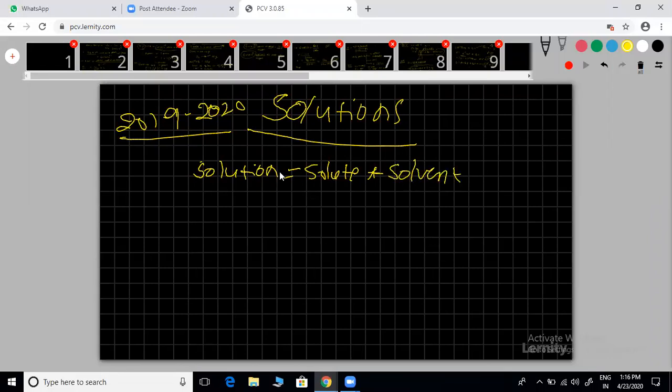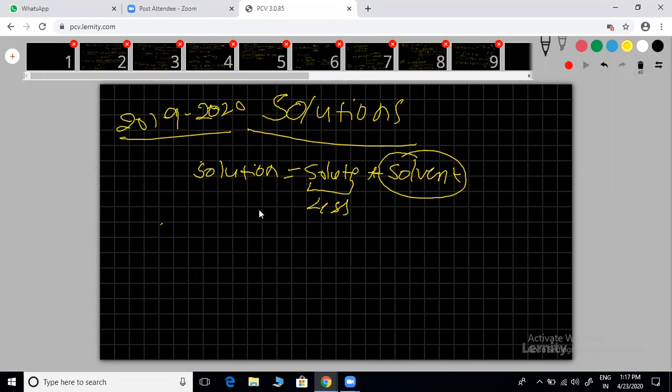So we are going to discuss concentration methods. Solution means solute plus solvent. The excess amount is the solvent, and the lesser amount is the solute. A solution is a homogeneous mixture, not heterogeneous. All the concentration methods are related only to homogeneous solutions.